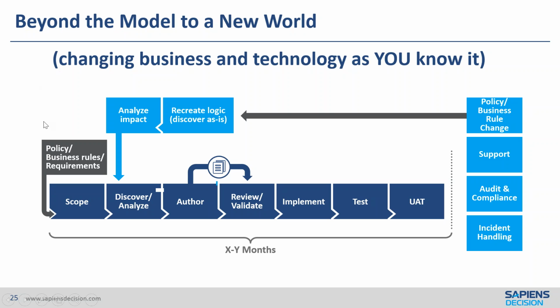So here is an example of what you might be doing today. You scope your requirements. You do some discovering and analyzing, and you author and you create your business rule lists, and then you review and validate them, and you implement them, and you start testing, and you eventually get into UAT, and then you find errors, and you go back and forth, and it takes a lot of time.